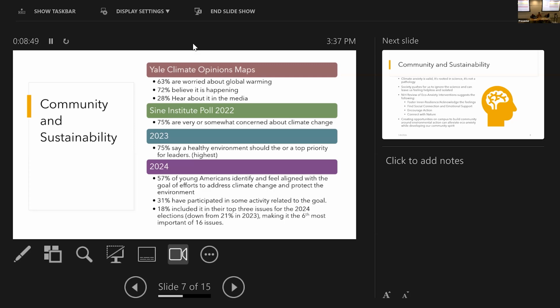And so last year, only 28% of people reported even occasionally seeing reporting about climate change in the media that they are consuming. So there's this huge disconnect between what people think and are worried about and how much they're talking about it. And that can lead to feelings of eco-anxiety. And how can we work together to solve those is where the community piece comes in.